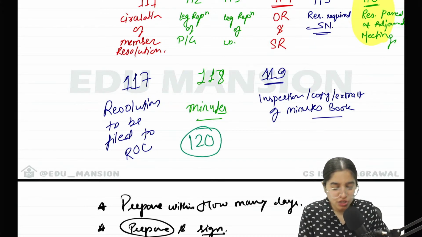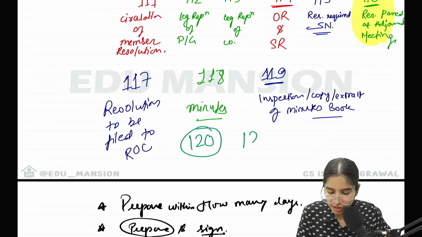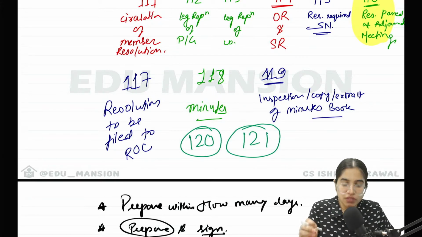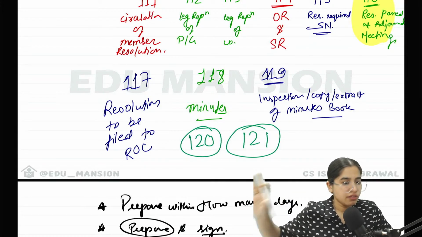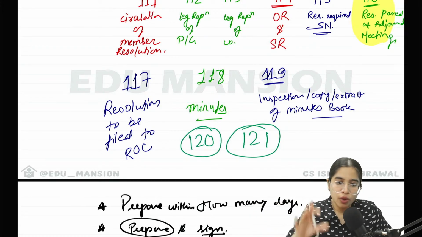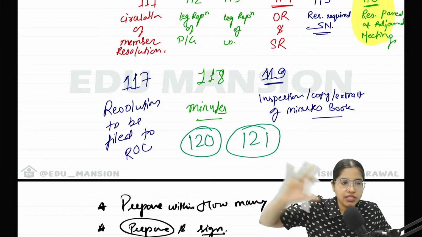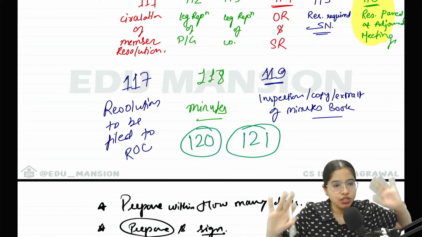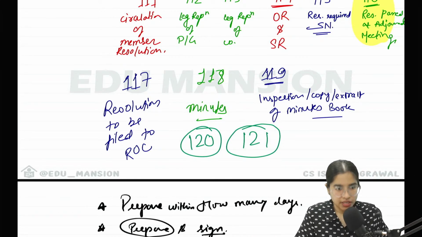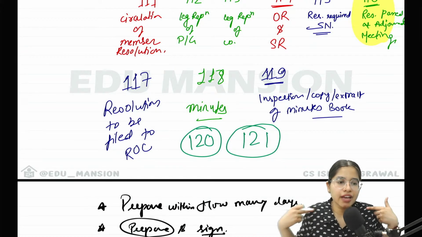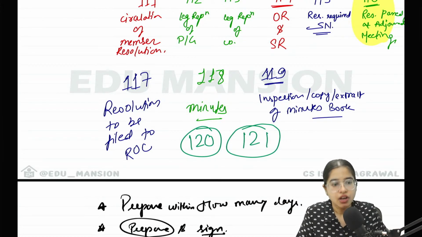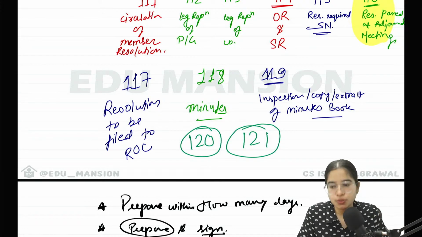120 is a small section which says minutes can be maintained in electronic form. 121 is a small section which says that all these provisions of general meeting are not applicable to OPC. Why? Because OPC is not required to hold AGM. That is why all these sections, 96 to 120, are not applicable to OPC. Because a single person cannot hold a meeting with himself, OPC is exempted from all these provisions.